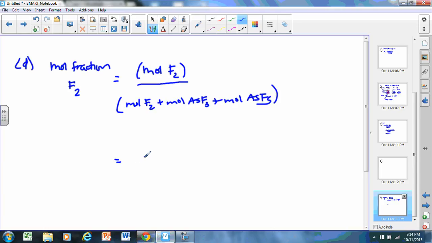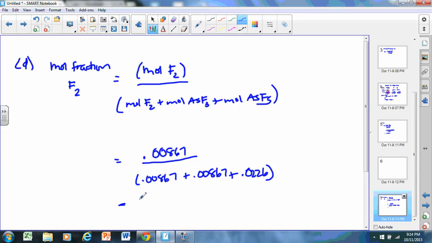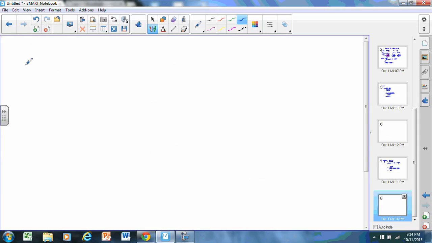I think that the easiest way to do this problem is just go 0.00867. That's the molarity of the fluorine over 0.00867 plus 0.00867 plus 0.0226. If you do that all together, I think I did that on the back, you will get 0.217. Now, I just want to show you an alternate approach, which I think is way more work.